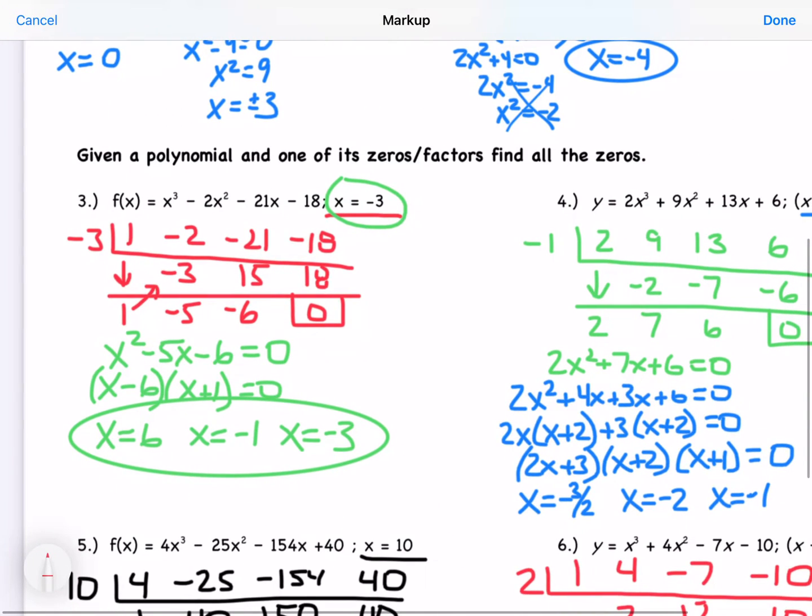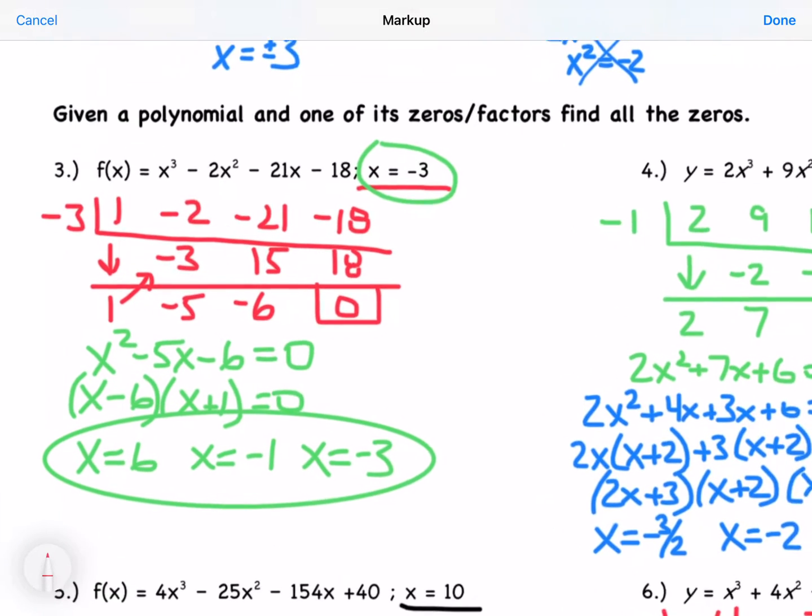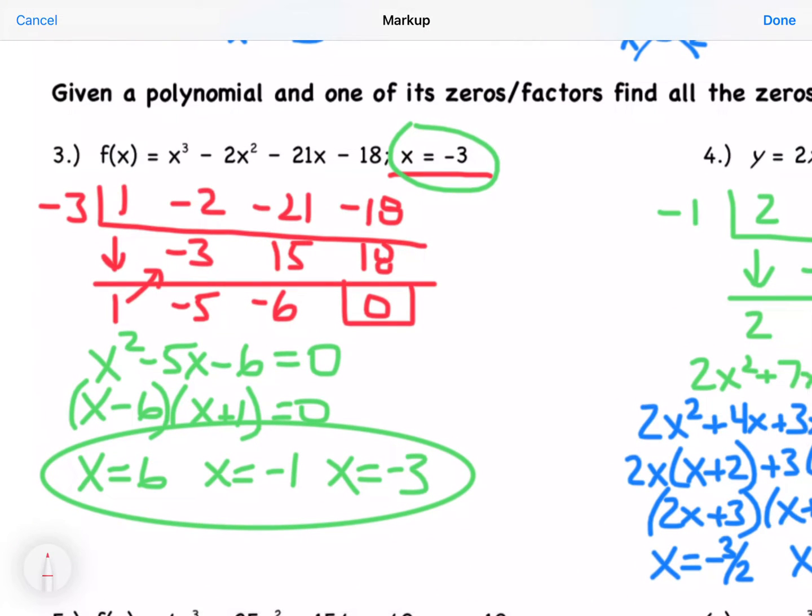Now for the next 4, I'm given a polynomial and one of its zeros or factors, and I have to find all the zeros. So now, if you notice in number 3, yesterday we always were given a factor. Now I'm given a 0. So when I'm given the 0 like x equals negative 3, instead of switching the sign, I keep the sign the same. And so it's a negative 3 out front, and then 1, negative 2, negative 21, and negative 18.